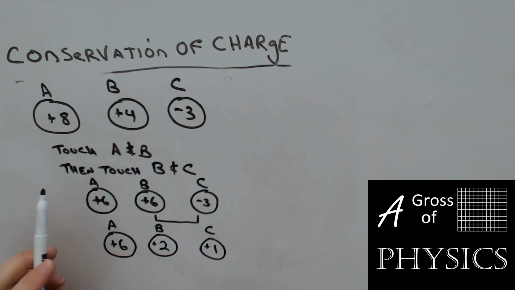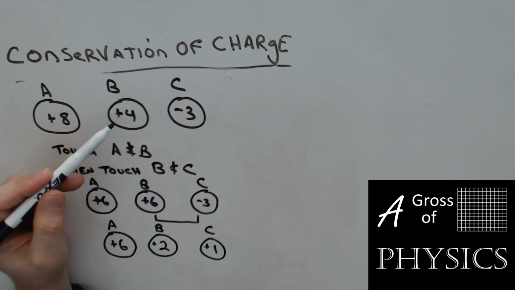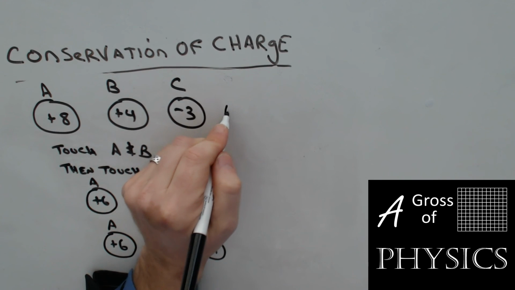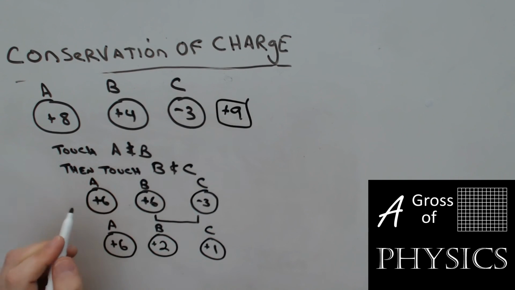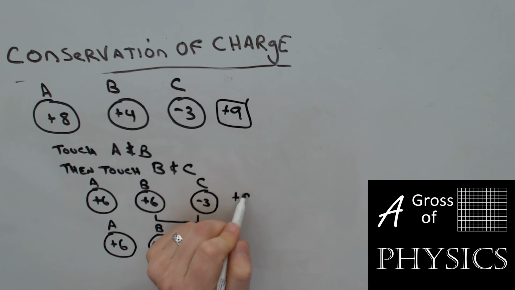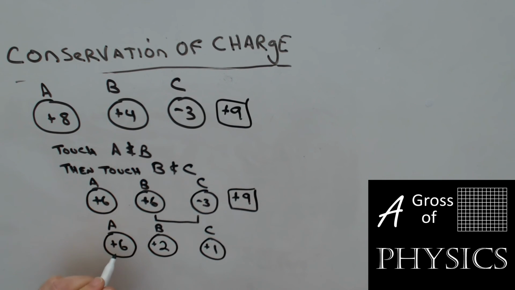Now, with that said, if we notice the total charge on all of these setups, they should be the same. 8 and 4 is 12 minus 3. Total, plus 9. 6 and 6 is 12 minus 3, plus 9. And then finally, 6 plus 2 plus 1, 6, 7, 8, plus 1 is a positive 9. So the total charge in the whole system maintains the same value throughout the entire experience.